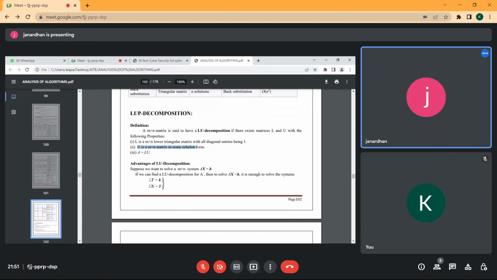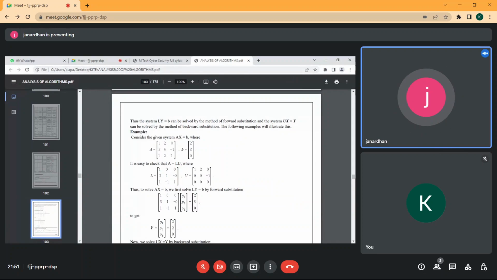Advantages of LU decomposition. Suppose we want to solve an m by n system Ax equal to B. If we can find an LU decomposition for A, then to solve Ax equal to B, it is enough to solve the two subsystems. Thus, the system Ly equal to B can be solved by the method of forward substitution, and the subsystem Ux equal to y can be solved by the method of backward substitution. The following example will illustrate this.